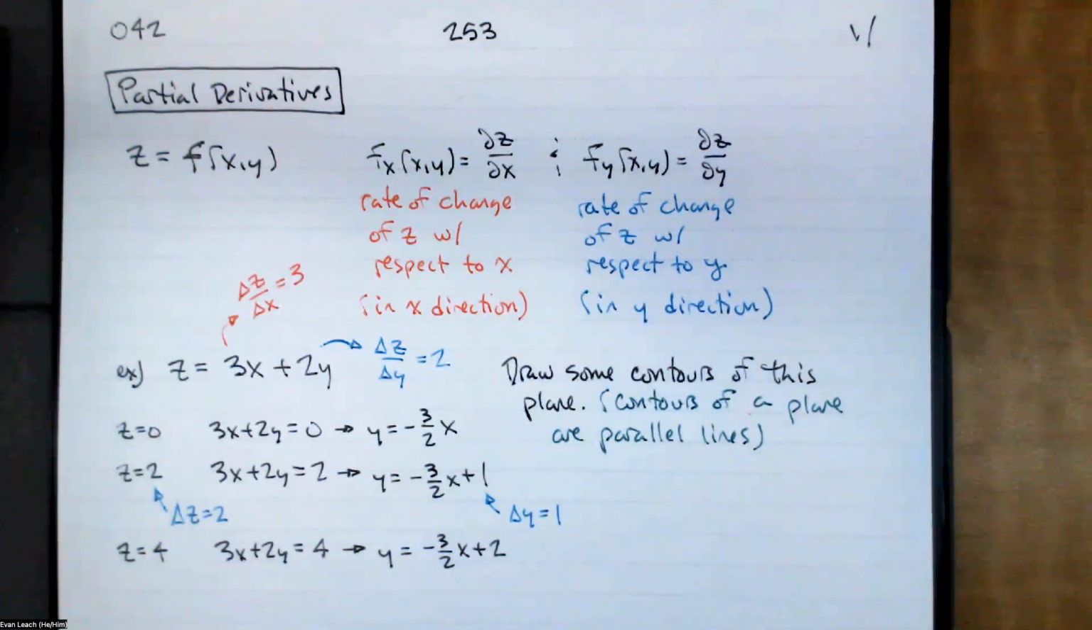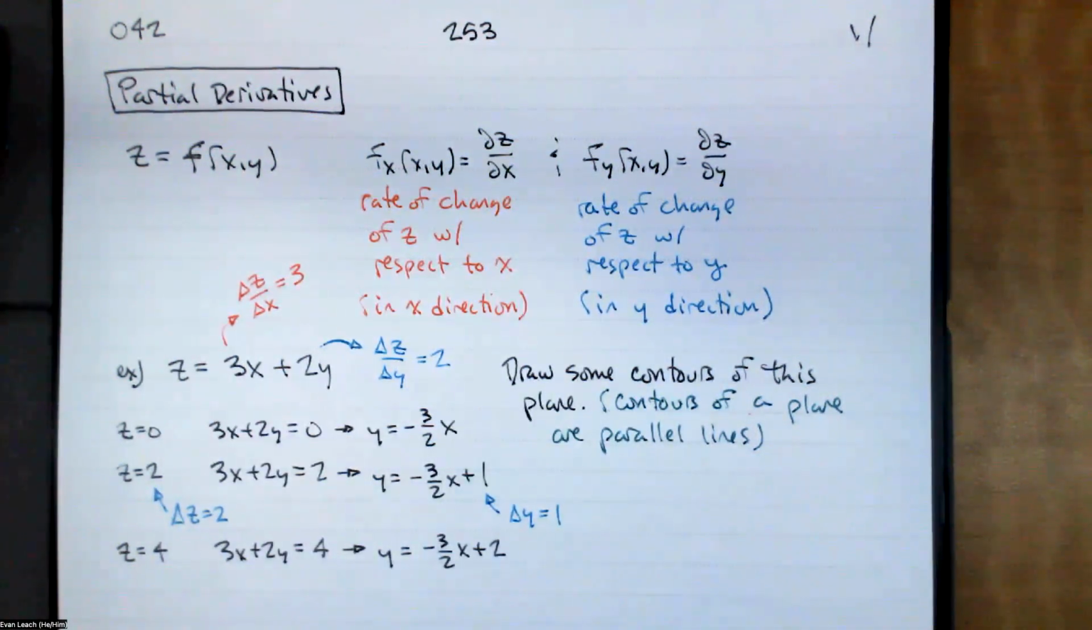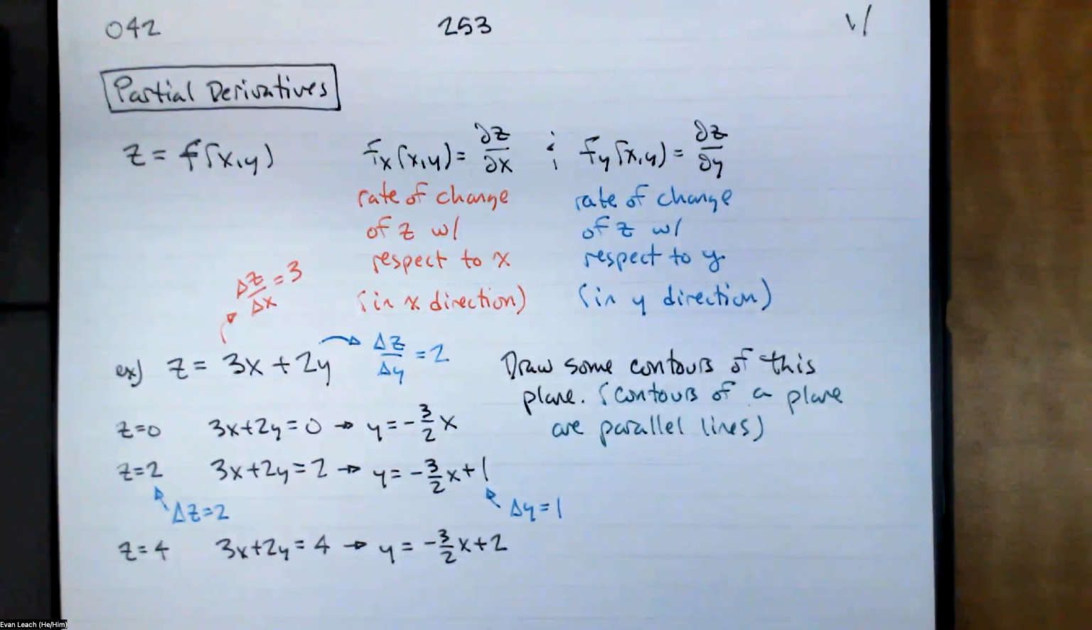So we knew that the contours of the plane were going to be parallel lines. Here we can see they're parallel lines. They're going to be lines with a slope of -3/2. And we could see the delta z over delta y, the slope in the y direction, in play. When z increased by 2, y increased by 1. And that's constant all the way down because this is a plane and planes are easy. So we know what this looks like.